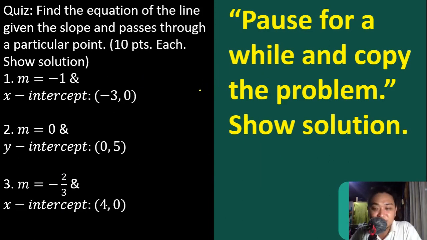We have another exercise for you. This will serve as your home quiz ulit. Given ang slope at saka yung kanyang intercept. For number 1, given yung x-intercept. So, yung pag-solve niyan, katulad nung pangalawa nating ginawa. For number 2, given si y-intercept. Ito yung madali. Kasi all you have to do is to substitute the values for the slope-intercept form of the line. For number 3, ito ulit, all you have to do is to make use of our second solution from this video. Yung pangalawa natin ginawa.